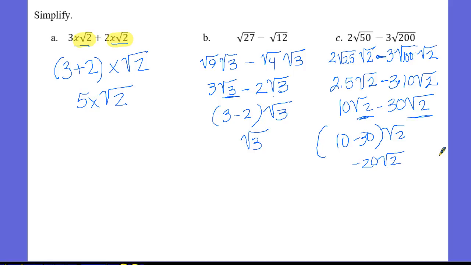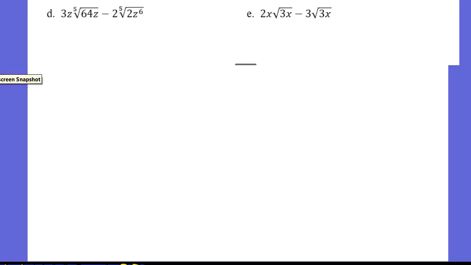Okay, we have 2 more examples that we're going to do together. And D is probably the most complicated of all of them. So here we have D, and these are fifth roots. When I look at D, before I even start breaking it down, I try to see if I can find out what the radicals are going to be. So I'm looking at the fifth root of 64z and the fifth root of 2z to the 6th.